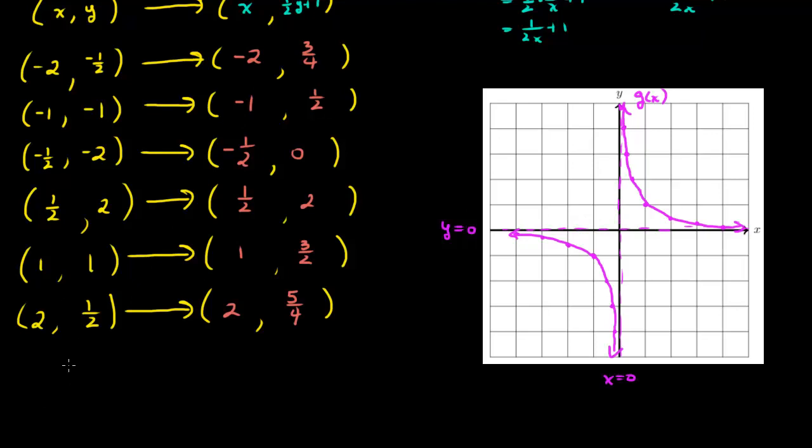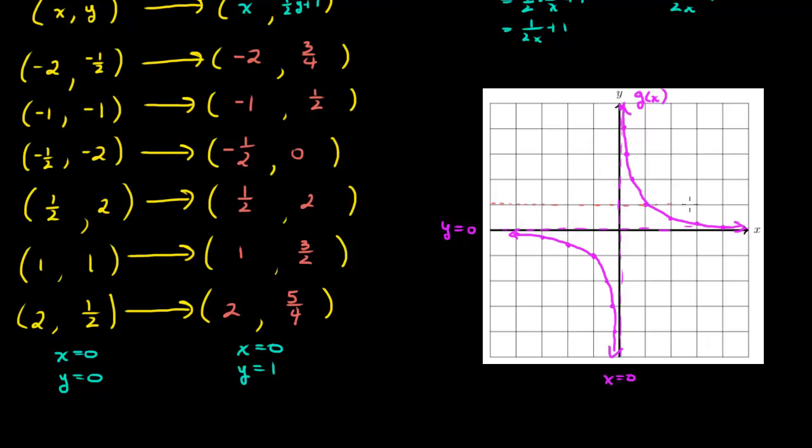On the graph of g of x, I had a vertical asymptote x is equal to 0 and a horizontal asymptote y is equal to 0. On f of x, this horizontal asymptote is going to be shifted 1 unit upward. So my asymptotes are going to be y is equal to 1 and x is equal to 0. So let's start by sketching out the asymptotes.